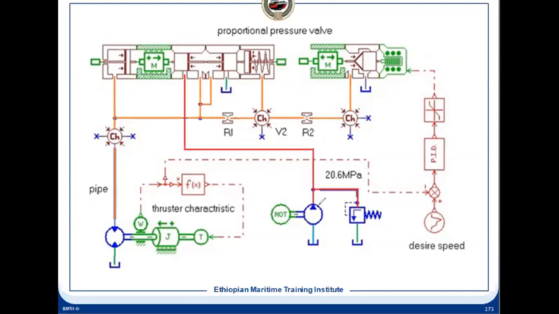reservoir, whereas the pump is driven by the electric motor and takes suction from the reservoir. Then high pressure is coming here, and that pressure is going to the motor, and then the motor is driven by the hydraulic oil and goes to the reservoir. There is an unloader or relief valve here, so that it maintains the system pressure around 20.6 megapascal.